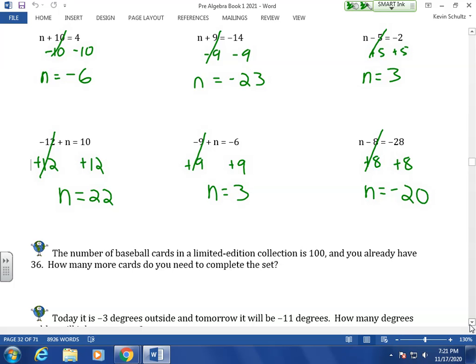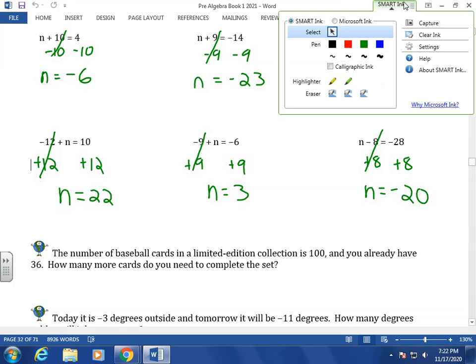And all of these equations that we did here on PO18 are called one-step equations because there was literally one step needed to do to solve them. You had to add something to both sides, subtract something from both sides, and that's all that was needed to get n by itself. So one-step equations involving addition and subtraction here. The two word problem is down below.